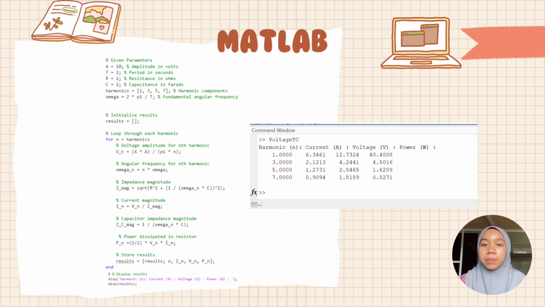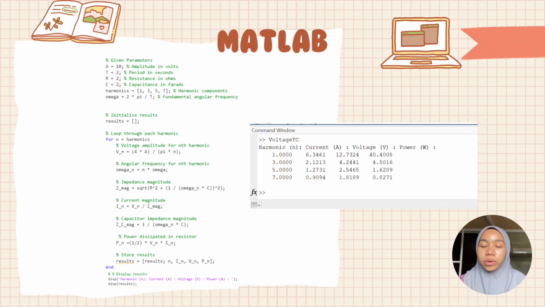I will explain the MATLAB coding to get the outcome of current, voltage and power using Fourier series. So the first step is to define the parameters, which are amplitude is 10 volts, T is 2 seconds, resistance is 2 ohms, capacitance is 2 farads, and last is omega equals 2 pi over T.